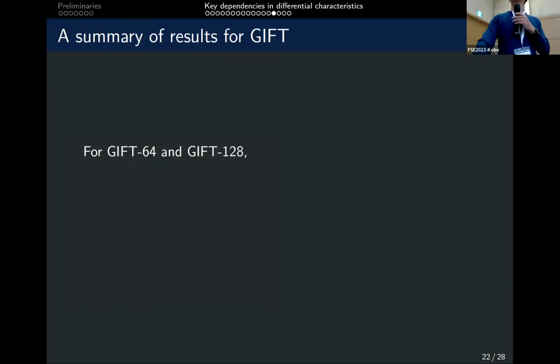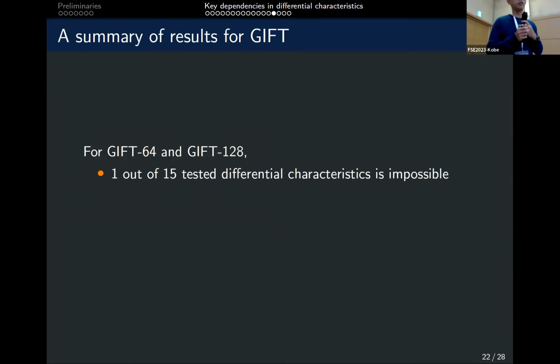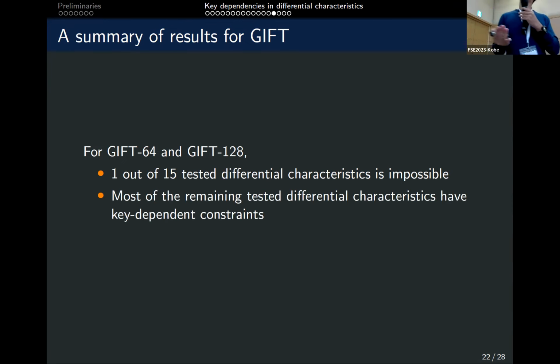So for both versions of GIFT, out of the 15 tested differential characteristics, one of them is impossible. And for the one that we tested for the impossible case, it's not due to a key constraint. Because if you recall for GIFT itself, not all the bit permutations involve the key bits. Some of them do not involve the key bits. So this impossible case involves one that doesn't add in any key or round constants, which means that even if you change the key or the round constant, this characteristic doesn't work. Most of the remaining tested differential characteristics also have some key-dependent constraints.